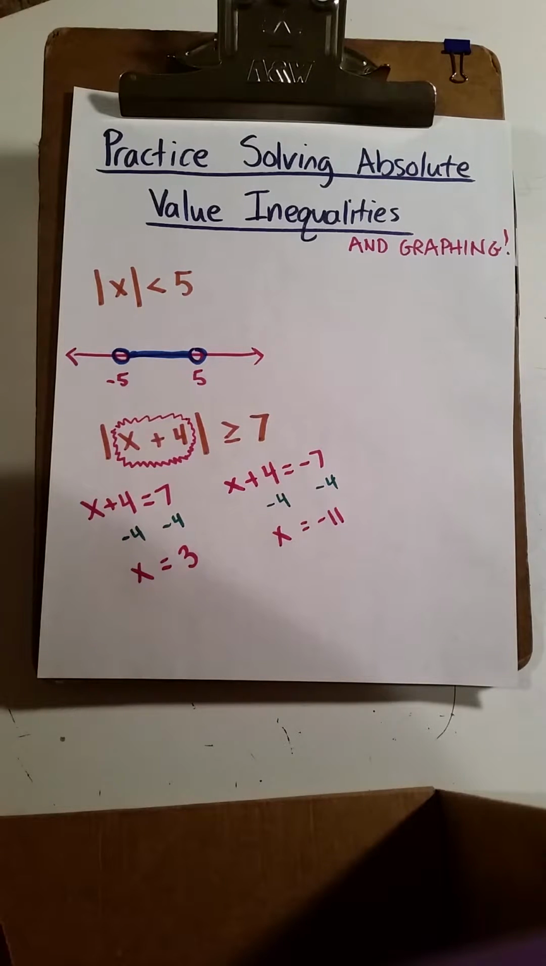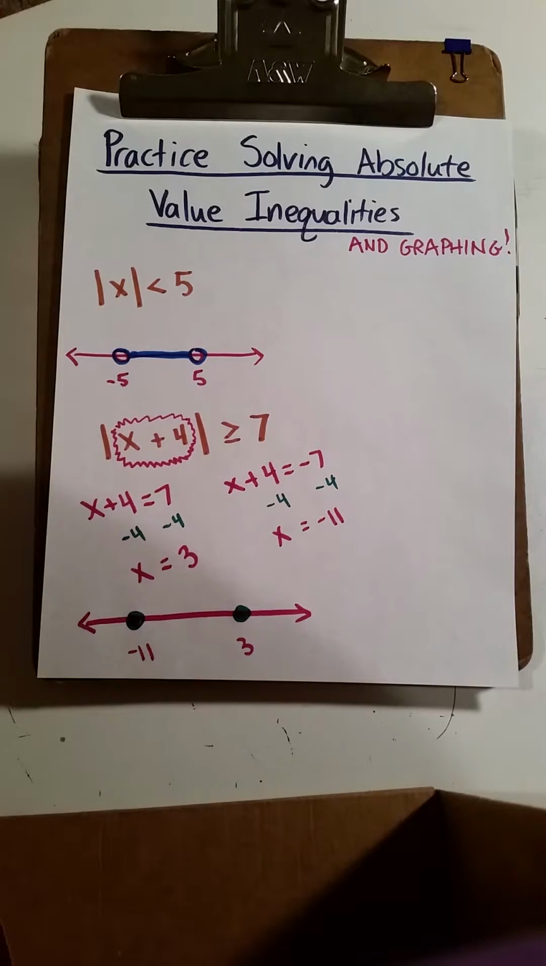So our dots will be at 3 and negative 11. This time our dots will be filled in because it is "or equal to." Do we fill in between the dots or outside of them? In this case, the absolute value is greater than, so we're going to go outside.